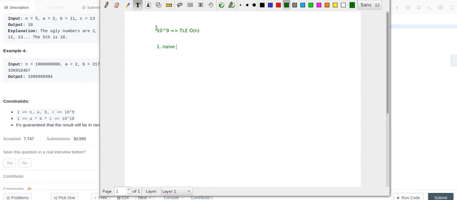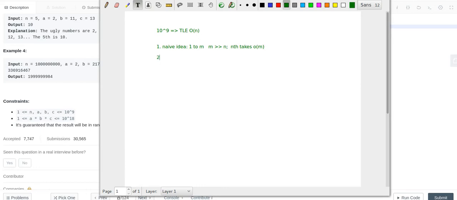The naive method is to generate all the numbers from 1 to m, where m is bigger than n, and we check whether each number is divisible by a, b, or c. If it is, we put it into the answer until we find the nth number. That takes O(m) time, and it is what we call TLE.